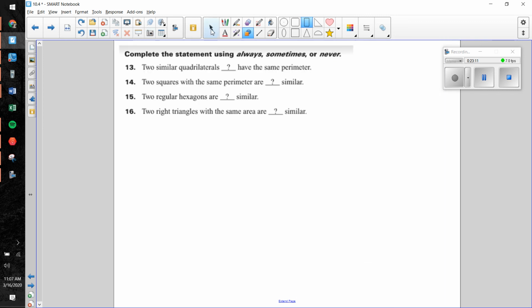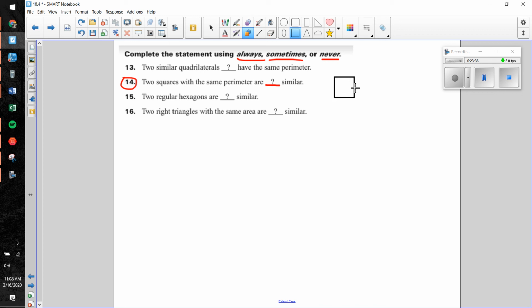Okay, a couple of always, sometimes, never problems, which we don't do a whole lot of, but let's just run through the couple of evens right here, and I'll let you guys worry about the odds. Number 14: two squares with the same perimeter are blank similar, and we're supposed to write either always or sometimes or never.